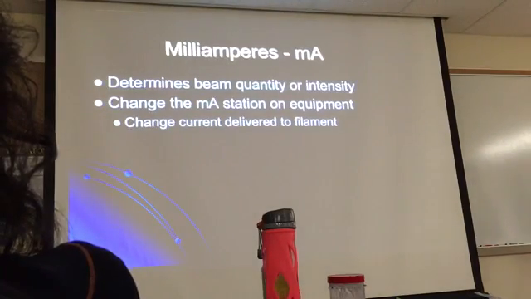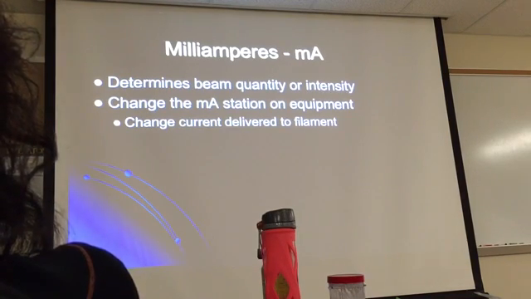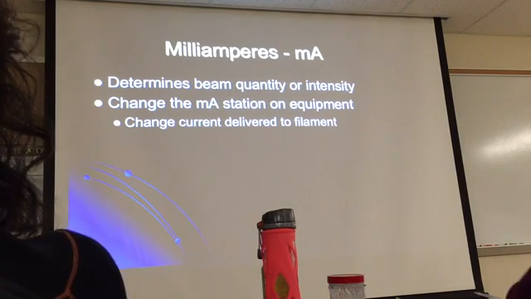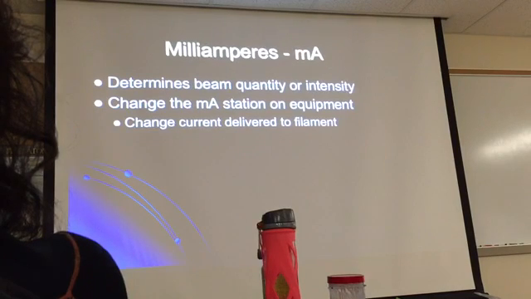Let's start with the MA, the milliamperes. It determines beam quantity or intensity. You could put equal intensity, but in diagnostic radiography, quantity and intensity are related. Change the MA station on the equipment, and you will change the current delivered to the filament. So now we're going back to that very first section, when you look inside the X-ray equipment.